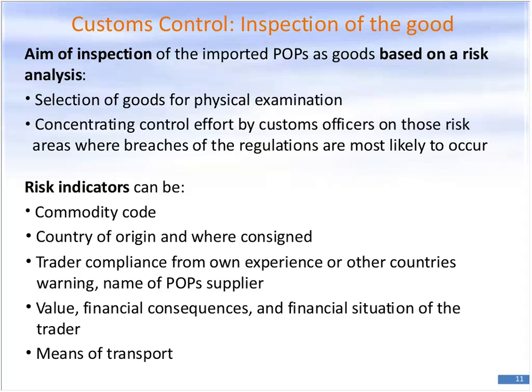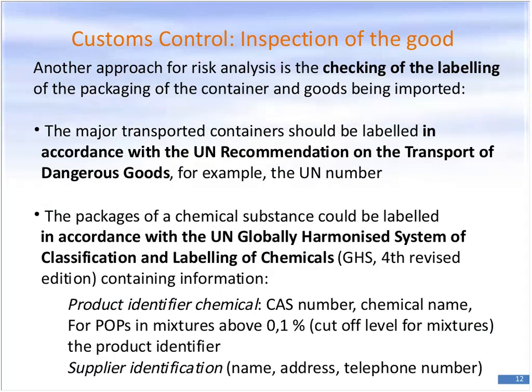Then there is trader compliance. So you look at traders who have breached legislation before. You look more deeply at them. Part of this document or a supplementary document is a table of potential POP suppliers. If you find the person who exports it to you is a POP supplier, it would be worthwhile to have a closer look at the imported goods. The means of transport, when you have a strange means of transport which is unusual for this type of product, you could have a look, and so on. So that is the second level, which is the inspection of the good.